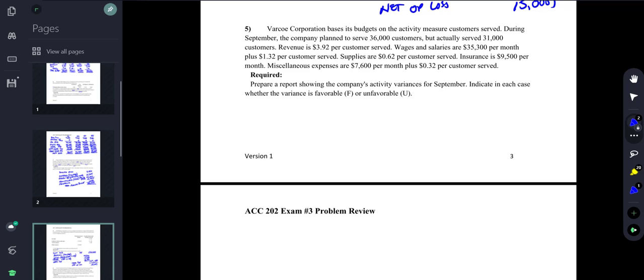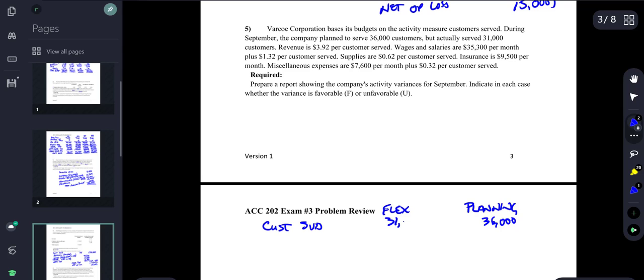So we're going to start here with customers served. With the flexible budget, we're going to do the actual, and with the planning budget, we're going to do the planned amount. With the planning budget, we anticipated customers served of 36,000, but we actually had in the flexible 31,000.